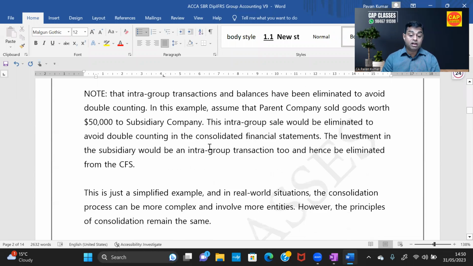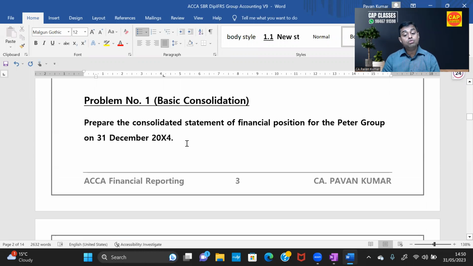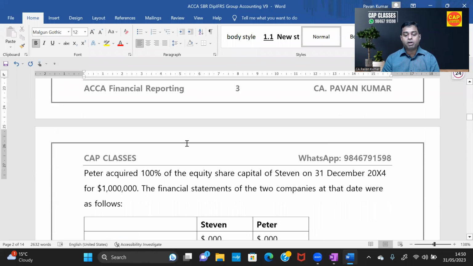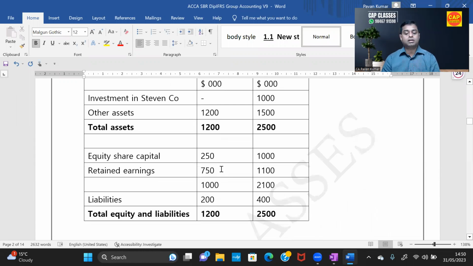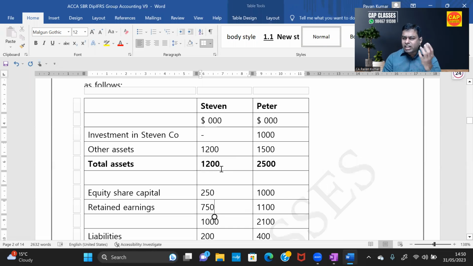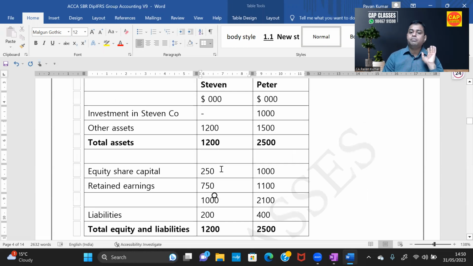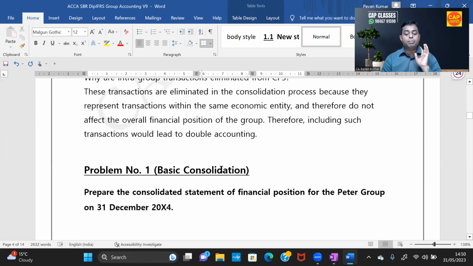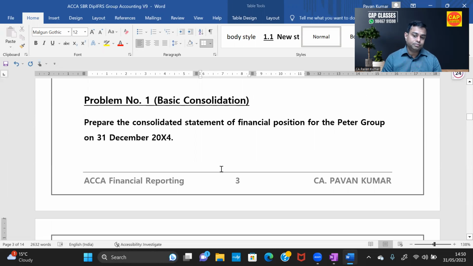Then I have given one problem for you. Basic consolidation, problem number 1, is your homework. It is a small problem. Whatever example I have given now, the same I have given here in problem number 1 with the solution. Okay, you have to deal with this. Can you? So any doubts in whatever we have discussed so far?